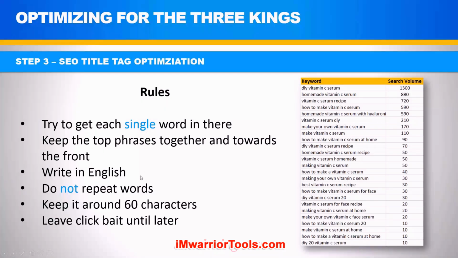So keep all the 60, 64 characters. This is very, very valuable keyword real estate. So keep it all open for keywords at this point in time, and we can switch it up later for the quick clickbait.